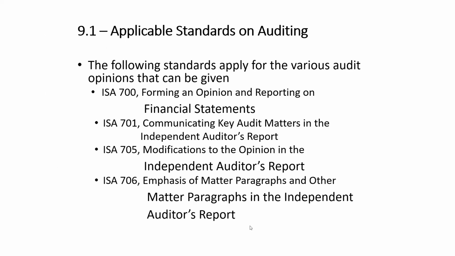So the applicable standards when it comes to audit reporting are ISA 700, that's forming an opinion and reporting on the financial statements. We also have ISA 701, communicating key audit matters in the independent auditor's report. We have ISA 705, modification of the opinion in the independent auditor's report. And then ISA 706, that's where the auditor can give an emphasis of matter paragraph and other matter paragraph in the independent auditor's report. So these are the applicable standards when it comes to audit reporting.